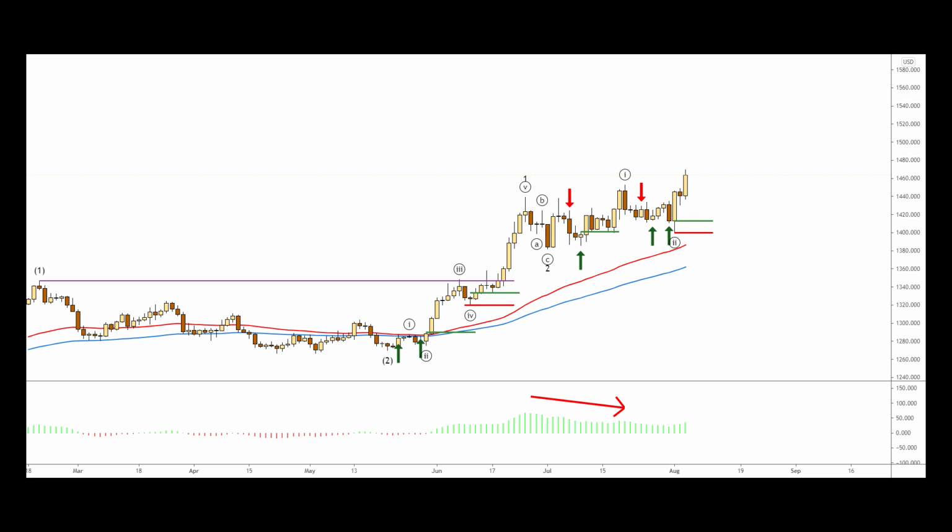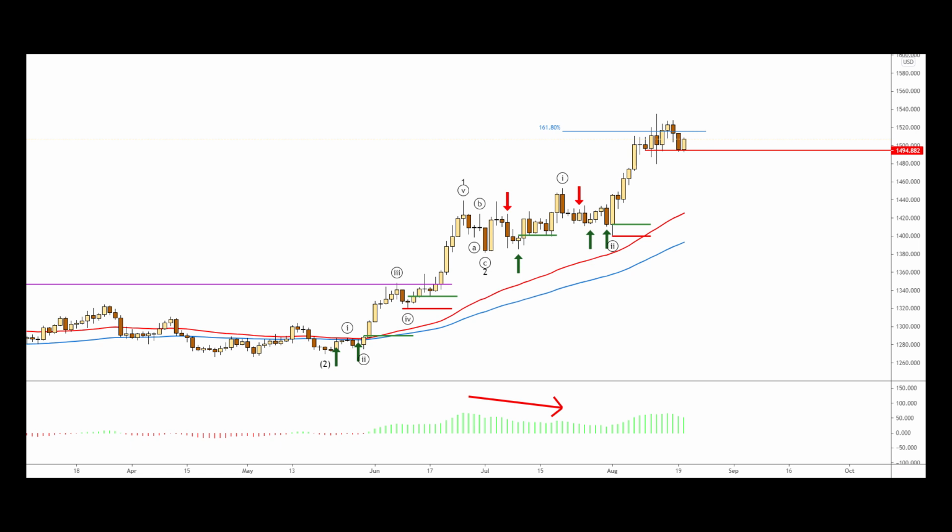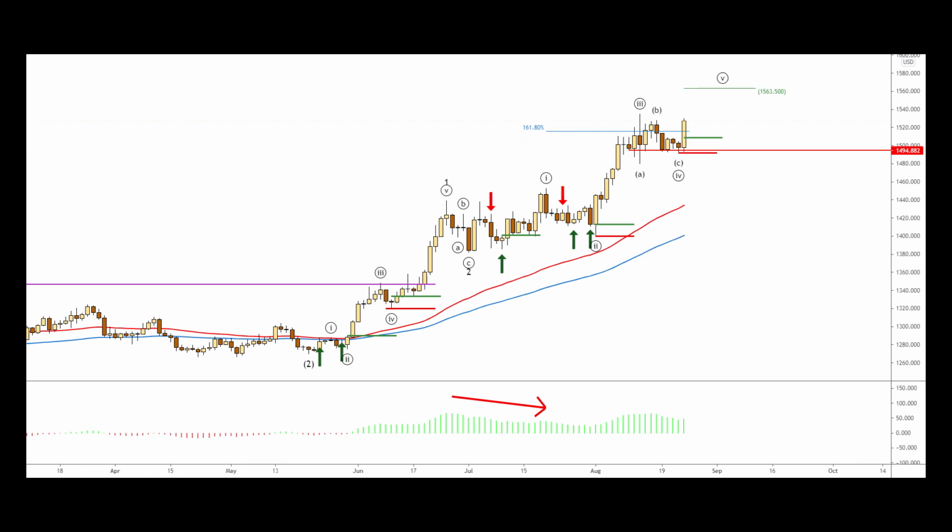Again, as I said many times before and in my previous videos, the 161.8% extension of wave 1 is important for wave 3. Price went slightly above it and found support around 1495. Price rises from double bottom in a formation called 2 inside up. Bullish candle with two bearish candles inside, followed by a big bullish candle which engulfs them all.